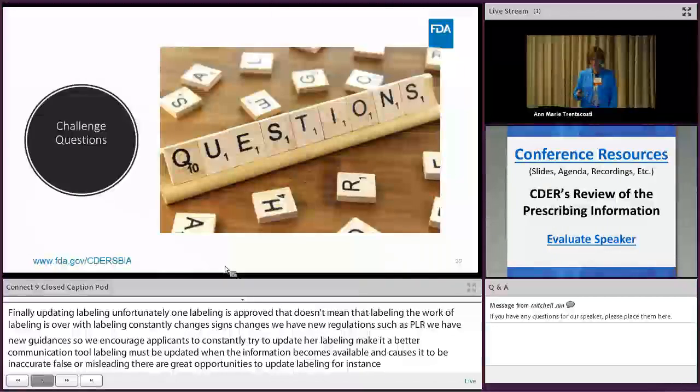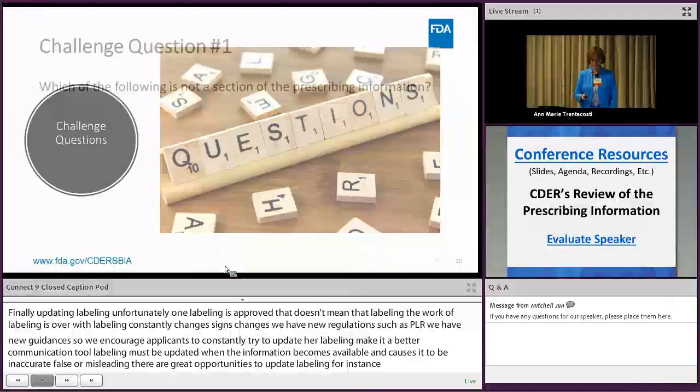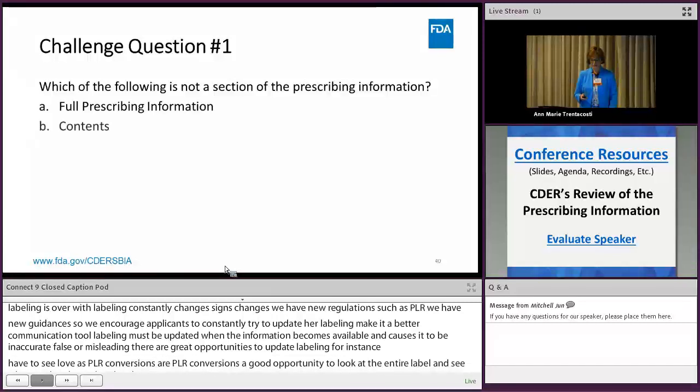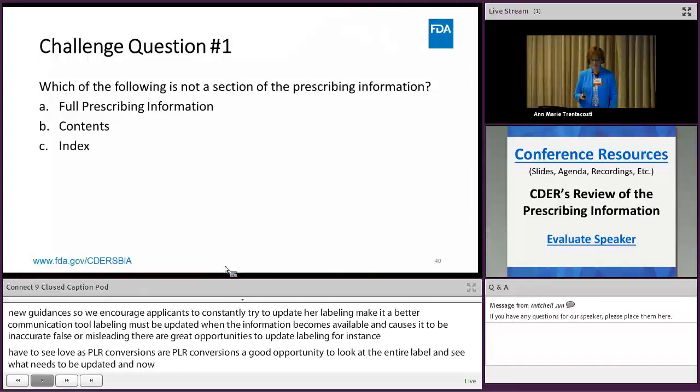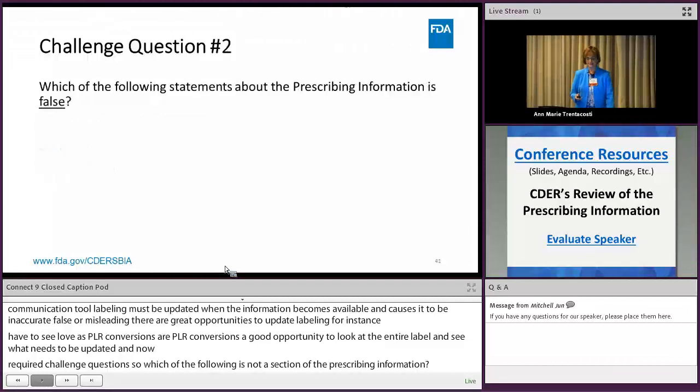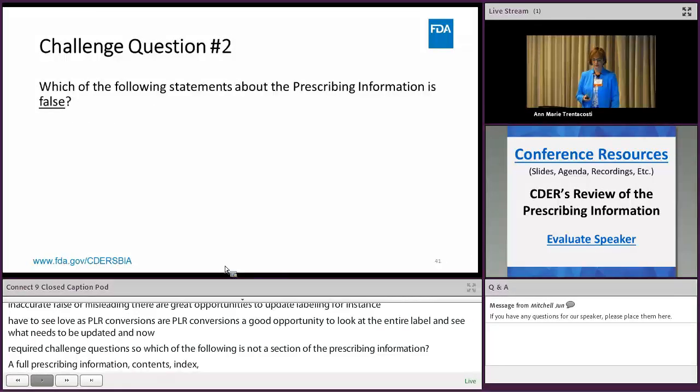So now, the required challenge questions. Which of the following is not a section of the prescribing information? A, full prescribing information; B, contents; C, index; D, highlights. C, correct. Good job.